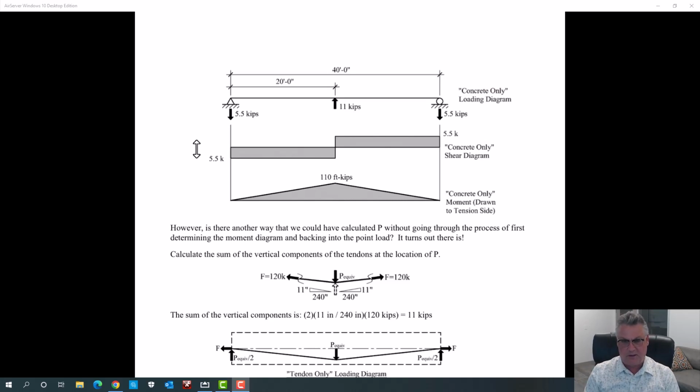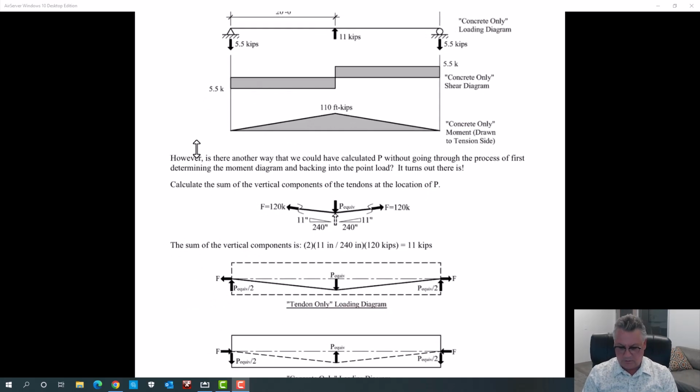The best way to make things clear to you young people is to have you do a homework assignment and prove it to yourself. So that's what we will do. Starting with the moment diagram and working our way back and solving for that point load was one way to do it, and it's not the efficient way to do it, and it's not the way I actually even want you to do it.